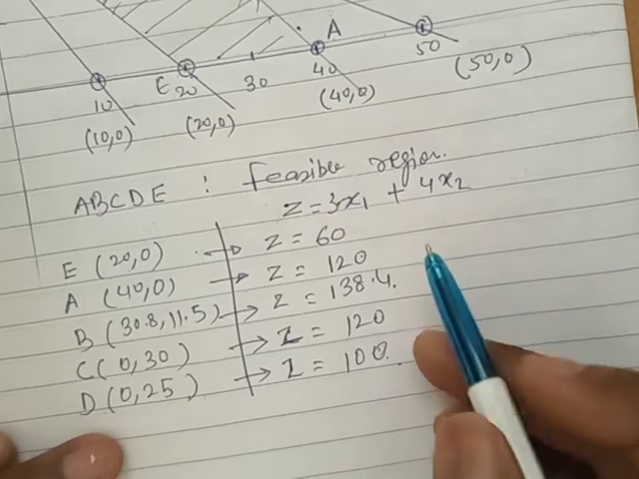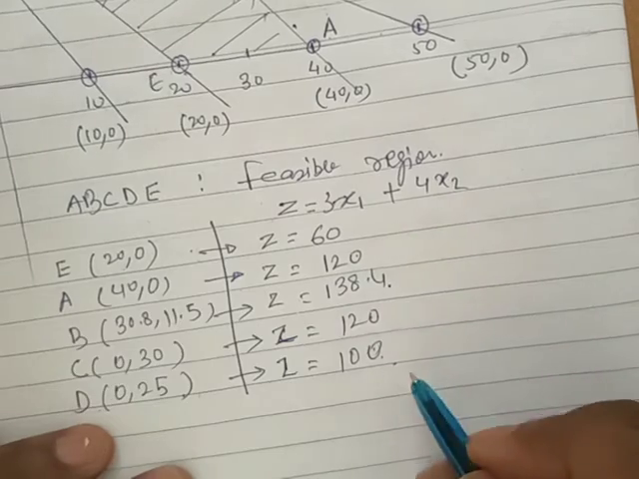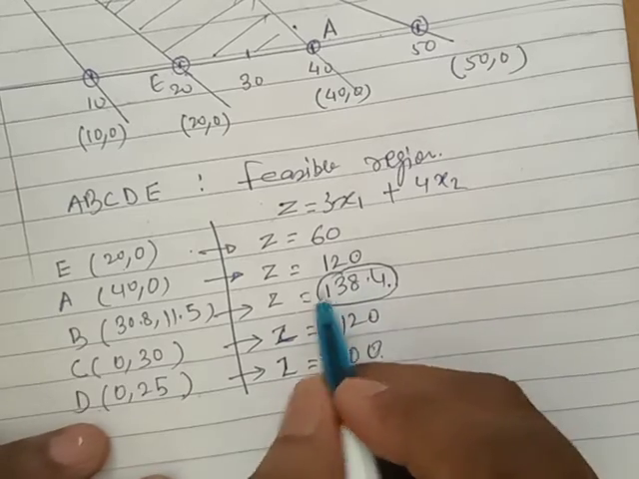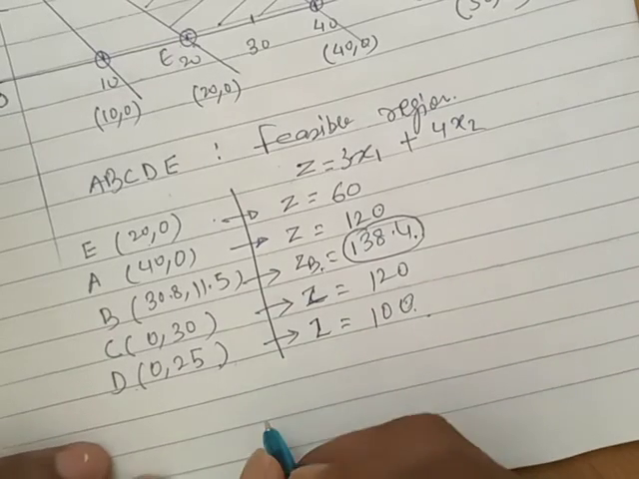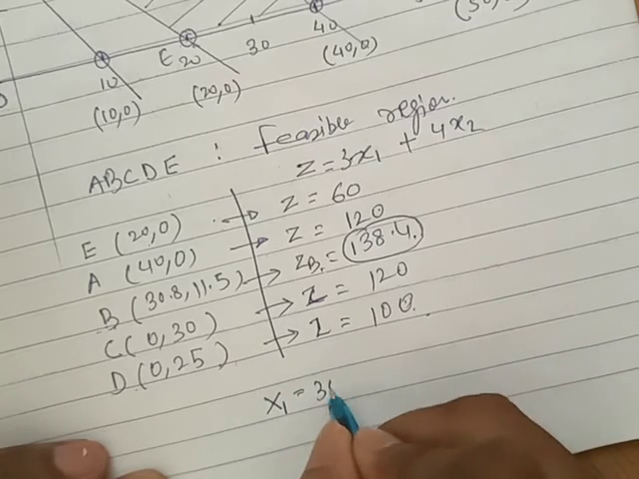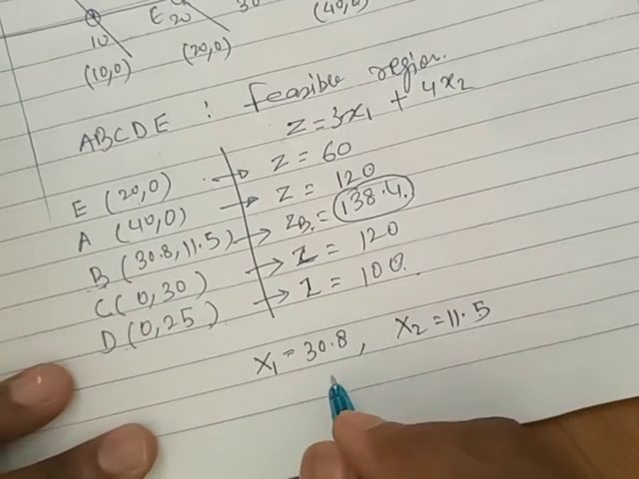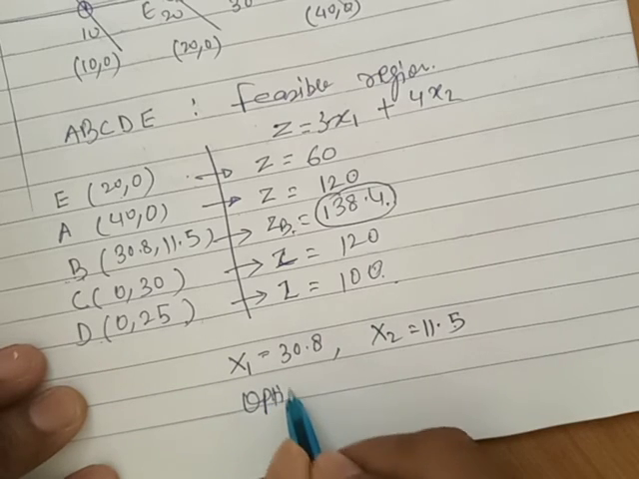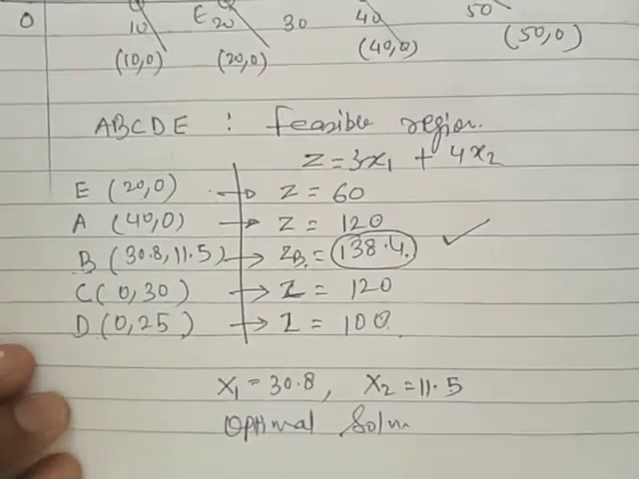Now you have to look at whether the problem is of minimization or maximization type. As this problem is of maximization type, you have to look for the maximum value. So this is the maximum value, and this value corresponds to point B. So our x1 and x2 values will correspond to this point B: x1 equals 30.8, x2 equals 11.5. So this is our optimal solution. Thank you for watching.